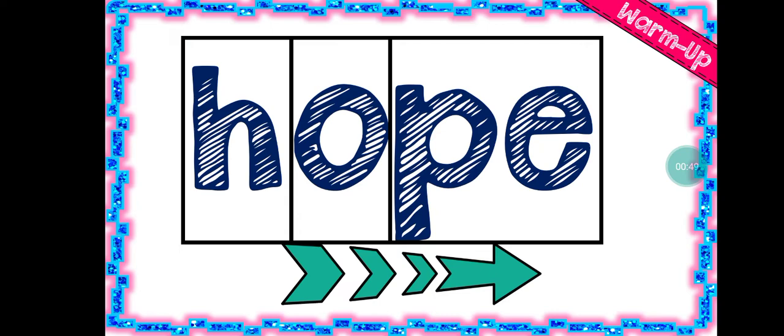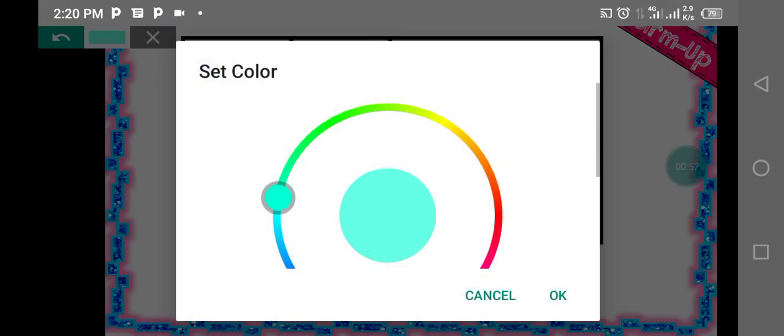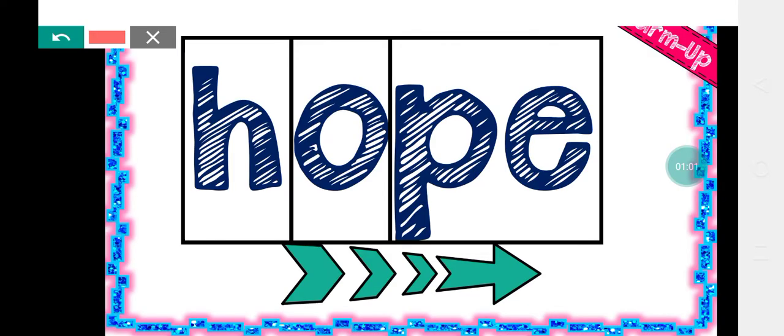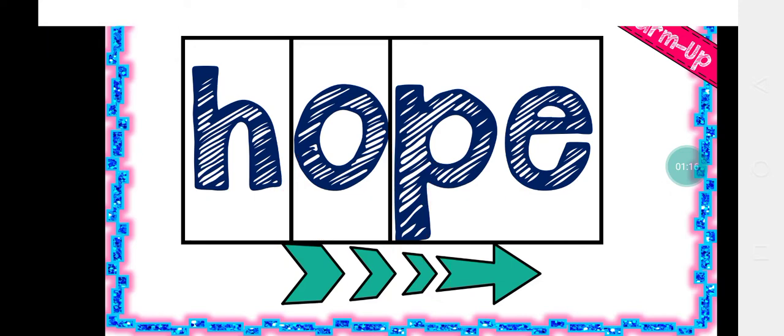The next one is hope. Hope. Now I will segment hope for you. I need to change my color to red. Okay, good. Now let's segment hope. I heard the O sound, so this is the O sound. So this is hope. Okay, good. Let's move on.